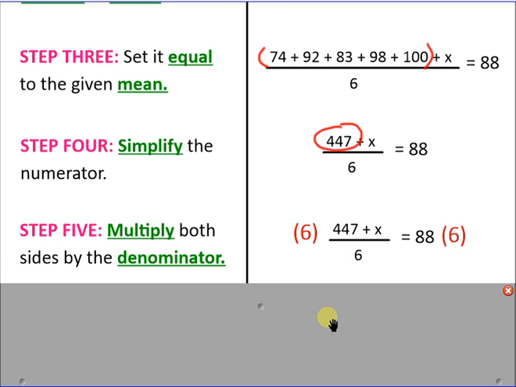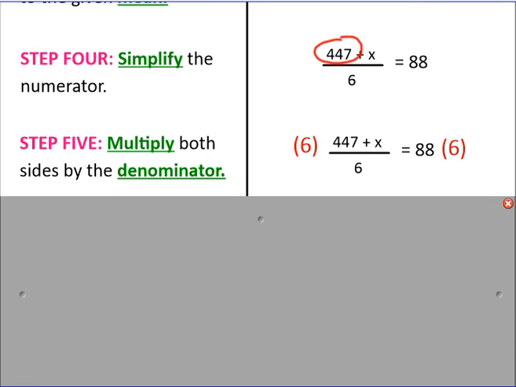Multiply both sides by the denominator. So the denominator down here in this situation is 6, and we want to get rid of it. In order to get rid of it, since it's being divided by 6, I need to multiply by 6. And if you remember our rules for equations, whatever I do to one side of the equal sign, I have to do to the other side. So I'm going to multiply this side by 6, and I'm going to multiply this side by 6.